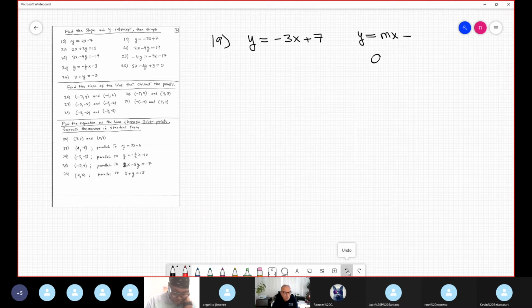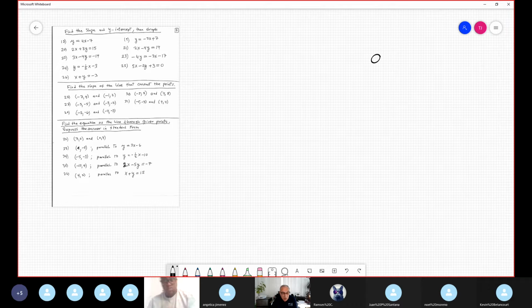Let's do 20, why not? 20 brings a new situation. Okay, 20. No, black color I like. 20: 2x plus 3y equals 15. What should I do? Well, there are many ways. You can use the table if you want, but no. Let's continue in the same way.